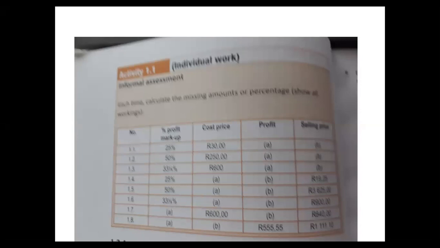You're going to take the selling price, that is 19 Rand 25, and cost price is the smaller one, so the small one must be at the top. That means you're going to multiply it with 100 divided by 100 plus the percentage. So you're going to divide it by 125. And then you get an answer of 15 Rand 40 cents. So that is your cost price, 15 Rand 40 cents.